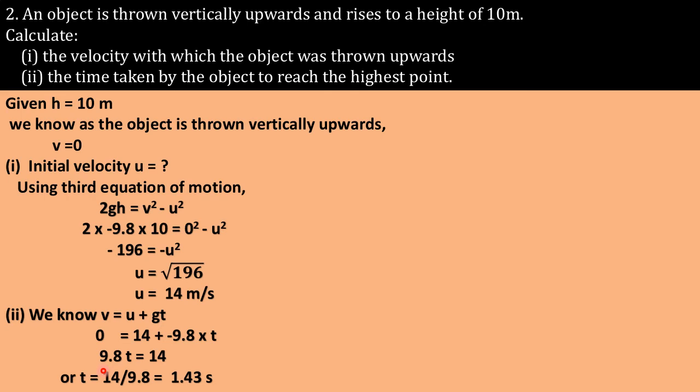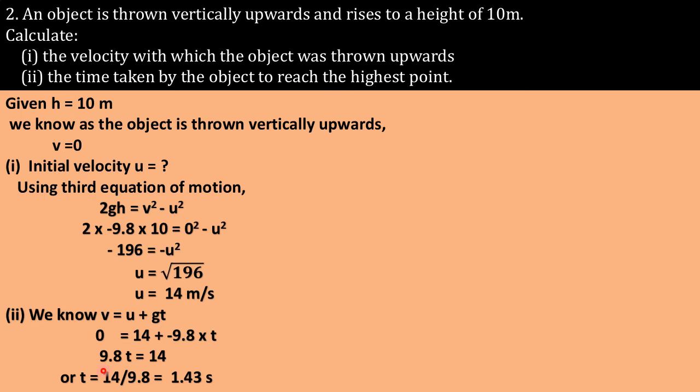We have to calculate the initial velocity u. Using the third equation of motion, 2gh is equal to v square minus u square, we put in the values. So 2 into negative 9.8 into 10 is equal to 0 square minus u square. Since the object is going up, the g value we have taken as negative 9.8. When we multiply, we get negative 196 is equal to negative u square, or u is equal to root of 196. So the initial velocity is 14 meter per second.